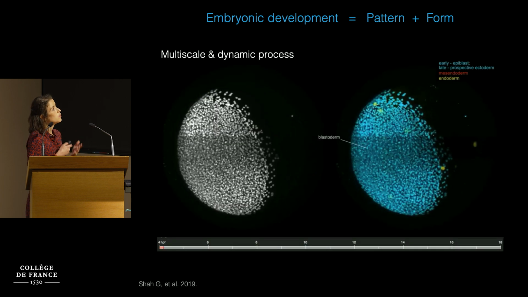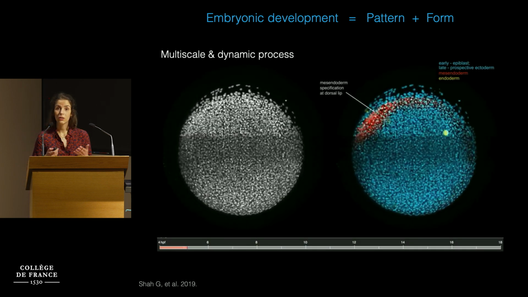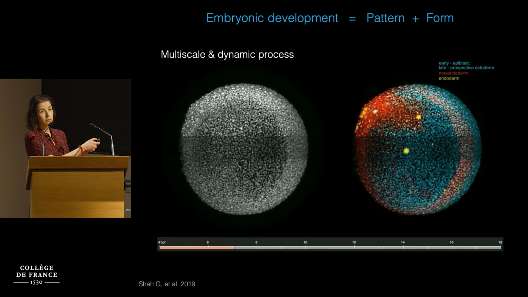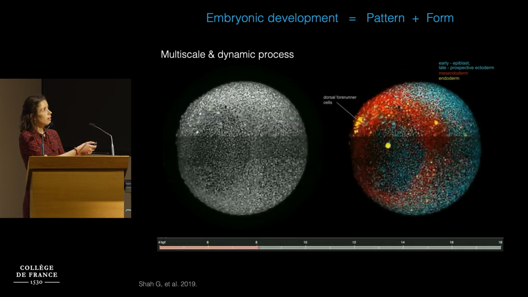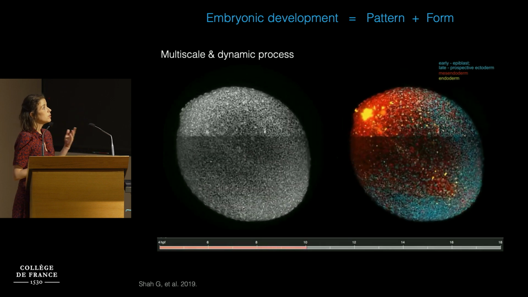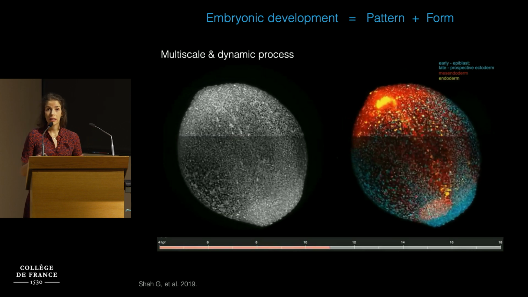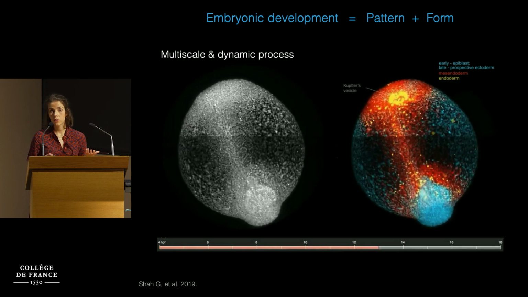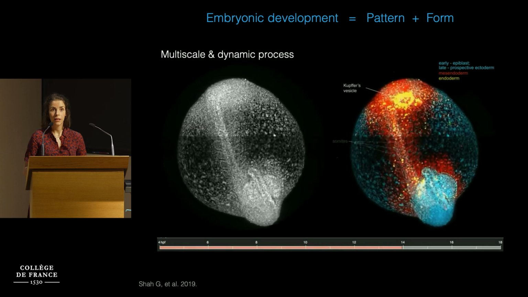And so, as the audience probably well knows, embryonic development is the process through which pattern and form emerges. This is a fundamentally multi-scale and highly dynamic process. And I think this movie from early zebrafish embryogenesis really illustrates these key features of embryonic development. On this side, you can see all the cell nuclei labeled in gray, and the same nuclei here are color-coded according to the germ layer derivatives that they will give rise to. And what you can appreciate is that as the cells are dividing and migrating over very large distances, dramatically reshaping this embryo, they're also acquiring different colors, which means that they are committing to different fates.